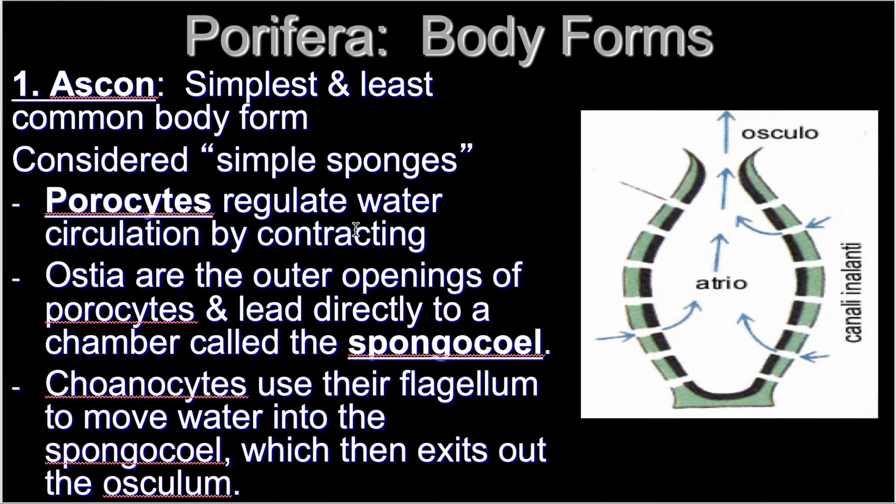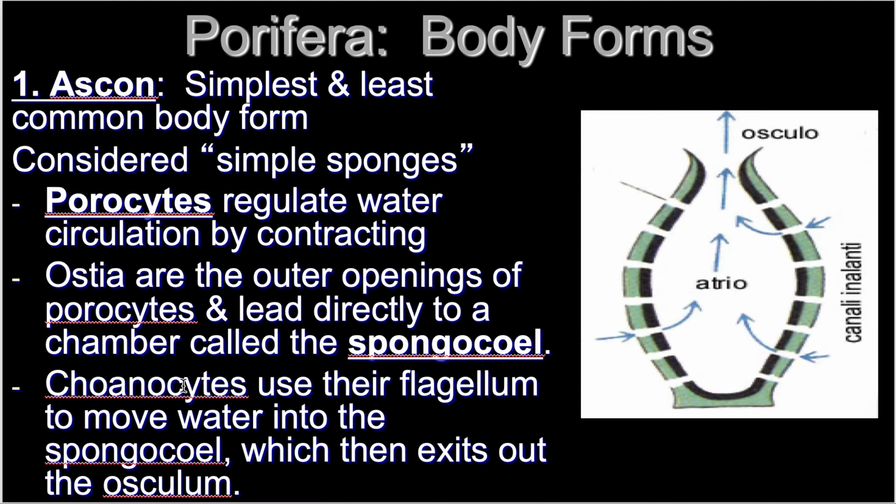All right. Now let's talk about some different body forms of sponges. There are 3 main body forms we're going to see. The first one is the Ascon sponge. It's the simplest and least common body form of all sponges. These are considered simple sponges. They have porocytes that help regulate water circulation by contracting. And then they have ostia that are the outer openings of the porocytes and lead directly into a chamber called the spongocoel, which is that atrium.